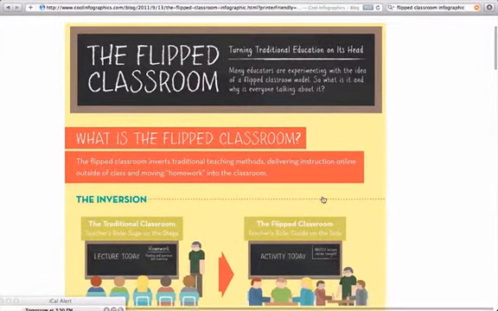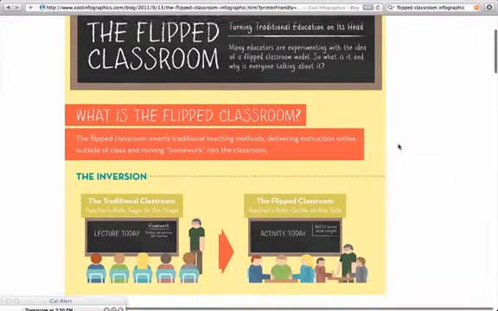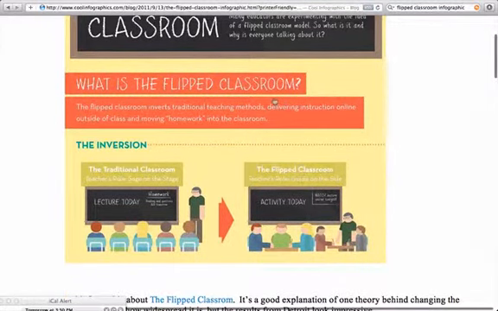So here we go. This is an infographic that I cleverly Googled, flipped classroom infographic. I've seen it before a couple times on Twitter and such, and it basically just tells the story of where the flipped classroom came from and the ideas behind it. So what is the flipped classroom? First of all, it's an inverted delivery of direct instruction, basically. And this is my take on it.